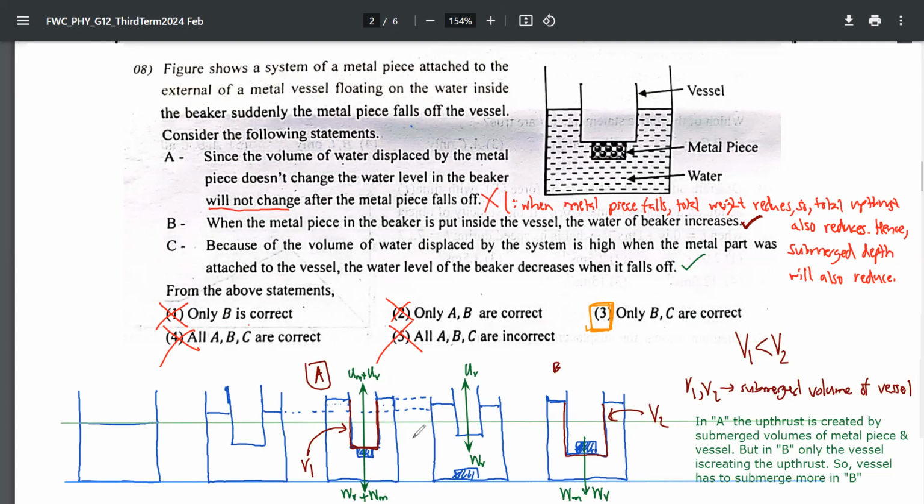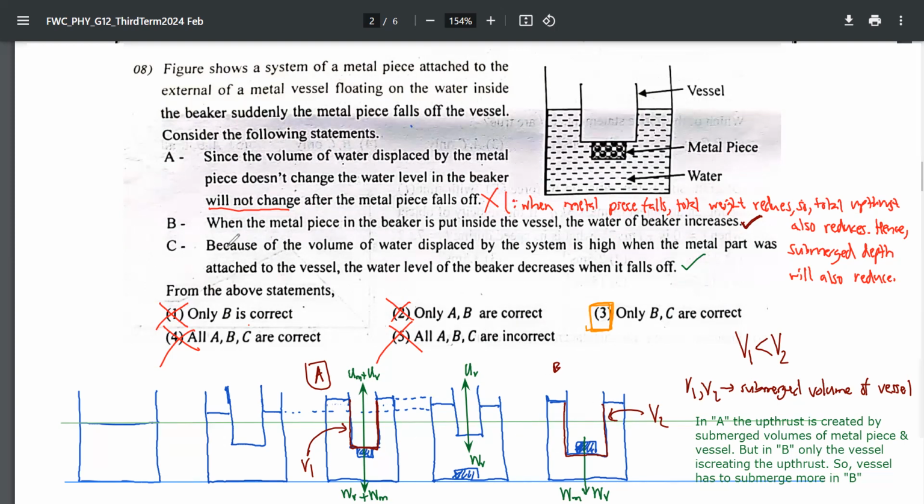Sorry, and then the metal piece falls down. What happens is the total weight reduces. Earlier, the total weight was the weight of the vessel plus the weight of the metal piece. Now we have only the vessel's weight to be balanced, so the upthrust will reduce a little. Therefore, the vessel will float more, so the water level on either side will fall. That is explained in statement C.